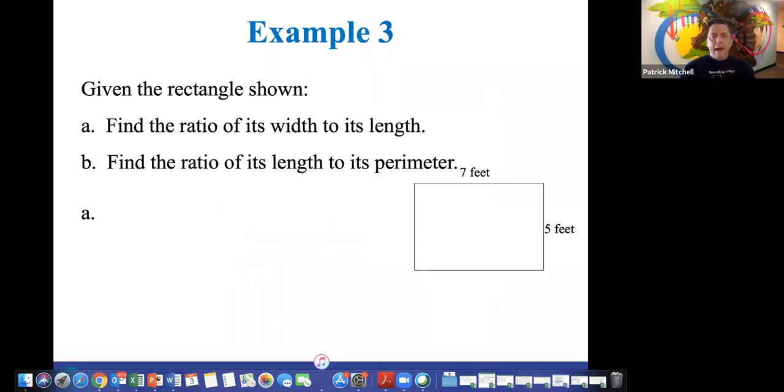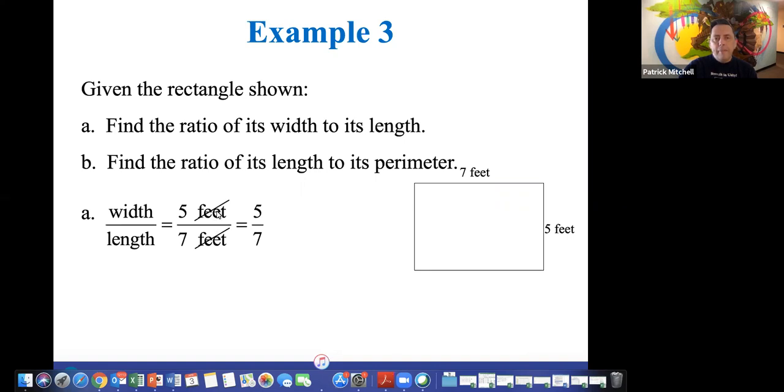All right, here's a little application problem. Given the rectangle shown, first they want me to find the ratio of its width to its length. Notice the order there. And they want me to find the ratio of its length to its perimeter. So the width of this rectangle is 5 feet, the length is 7 feet. Remember that order is important. So when we say the width to the length, we have to put 5 feet over 7 feet. We would not put 7 feet over 5 feet. That is a different ratio.